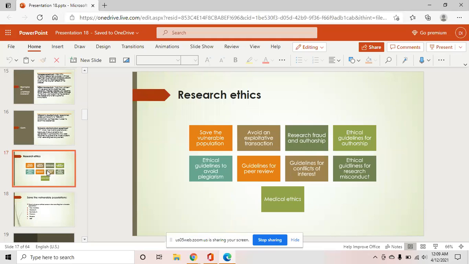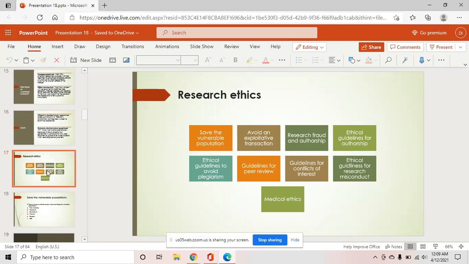Research ethics. Following the research ethics, the most important are: save the vulnerable population, avoid an exploitative transaction, research fraud and authorship, ethical guidelines for authorship, ethical guidelines to avoid fraud, guidelines for peer review, guidelines for conflict of interest, ethical guidelines for research misconduct, medical ethics.